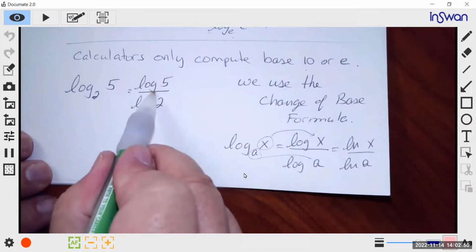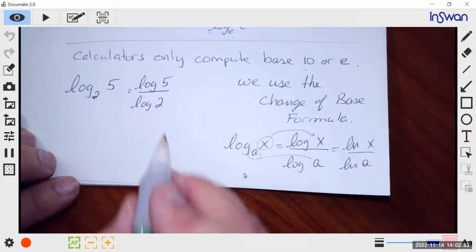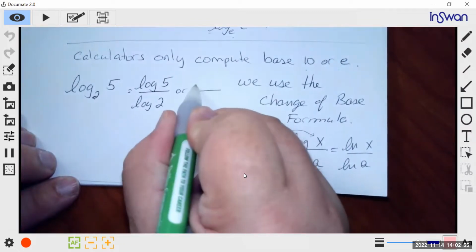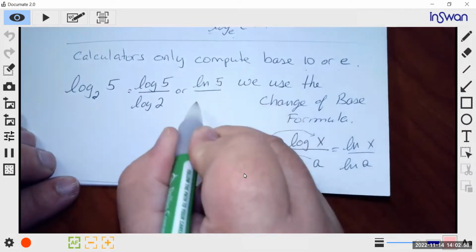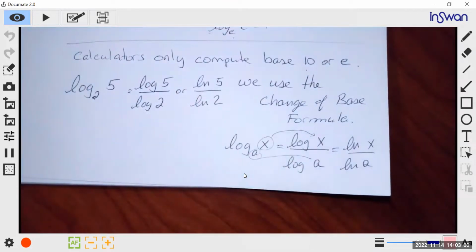So we use log base 10 of 5 over log base 10 of 2. Or we can have ln of 5 over ln of 2. That will give you the decimal answer for that question. So far, so good? All right, let's move on. That's the end of section 3.